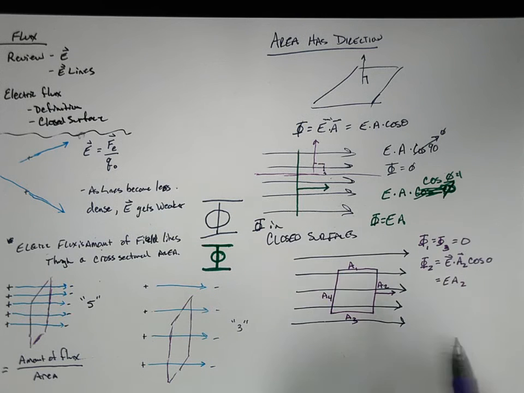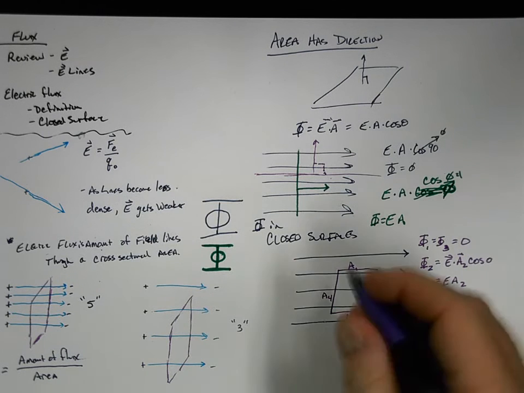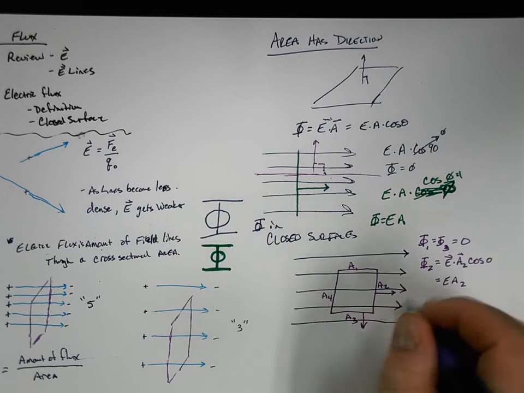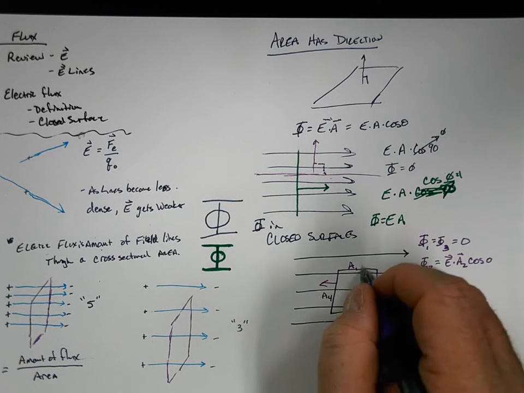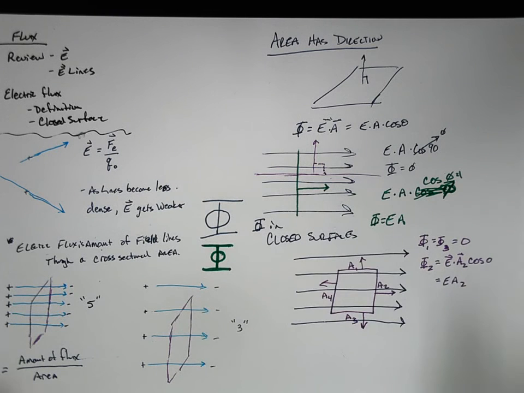Now, by convention, when you have a closed surface, the area vector is pointing away from inside. It points away from the interior. Okay, so the A3 vector is going to be in that direction. A4 vector is in that direction. A1 is in that direction. That makes sense? Okay, it's just by convention that we do that.